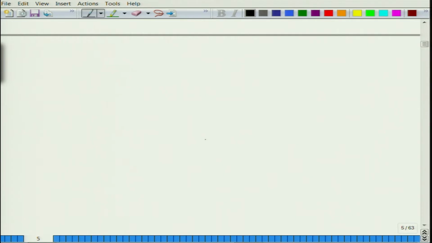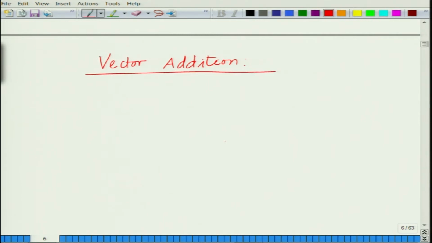Now, consider 2 n-dimensional vectors. Now, let us look at vector addition, right, vector addition. Consider 2 n-dimensional vectors.